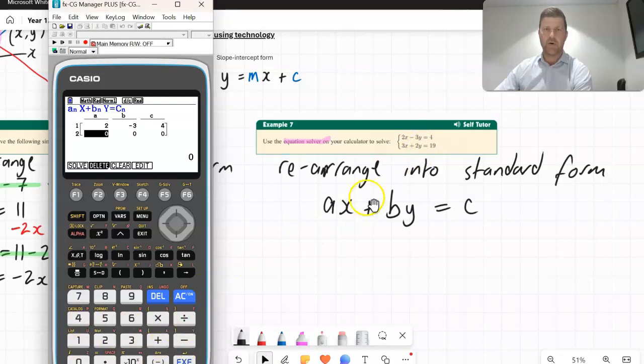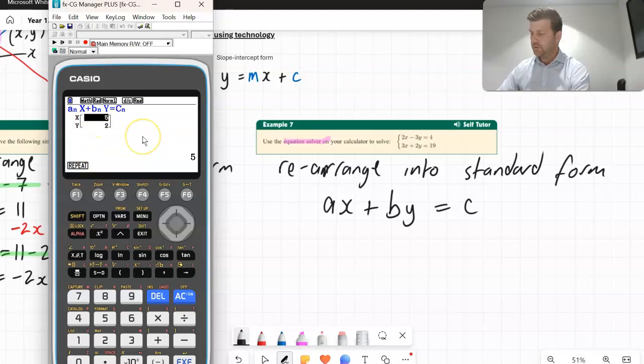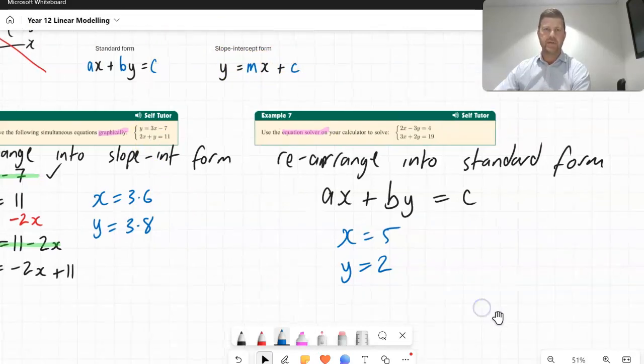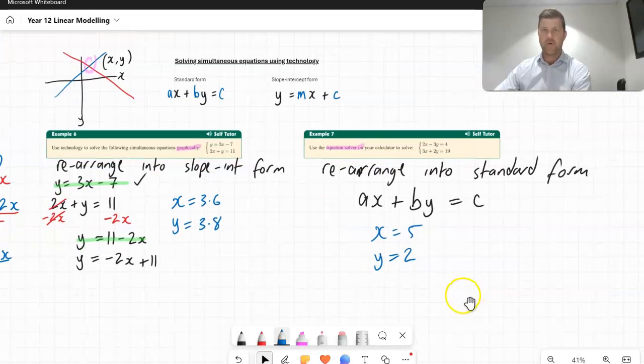Again, hit execute. For the second equation, my values of A, B, and C are 3, 2, and 19 respectively. Go ahead and put those in, and then ask it to solve. My solutions are 5, 2, or x equals 5 and y equals 2. As simple as that. Now, I haven't shown you how to rearrange an equation in slope-intercept form back into standard form, so really quickly, I'll show you. But essentially, that's how you use your graphics calculator to solve simultaneous equations, either graphically or using the equation solver.